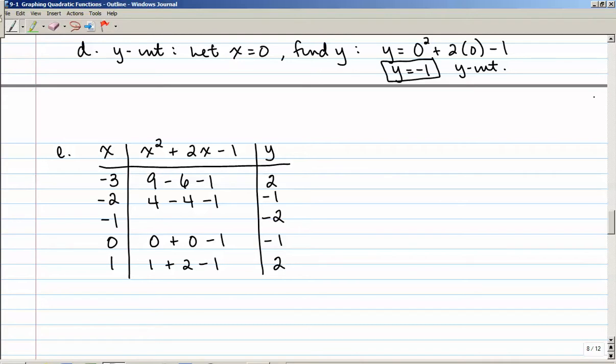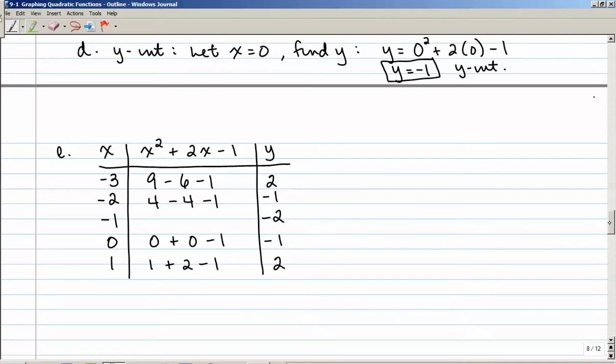Now, because the graph is symmetric about the axis of symmetry and around the vertex, you should see symmetry in your y values. So my first y is a 2, and my last y is a 2. The next two y's are -1s, and then I have -2 in the middle here. If you don't get that kind of symmetry, you either have the wrong vertex, or you've plugged in the numbers wrong and come up with the wrong value.